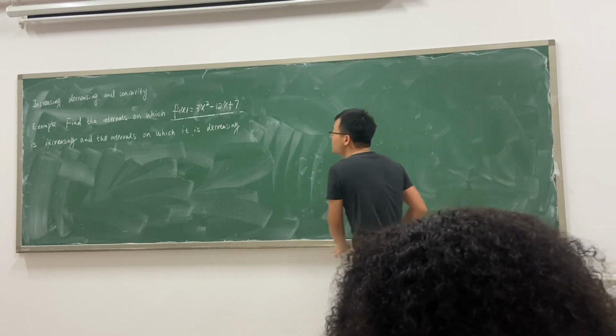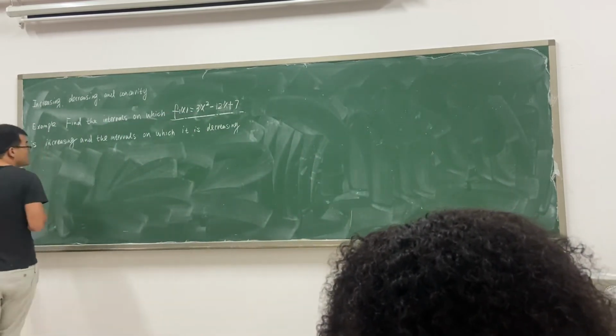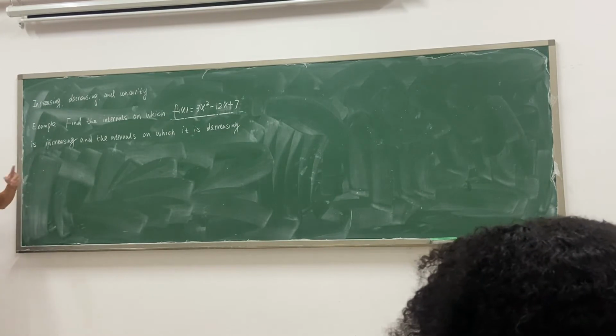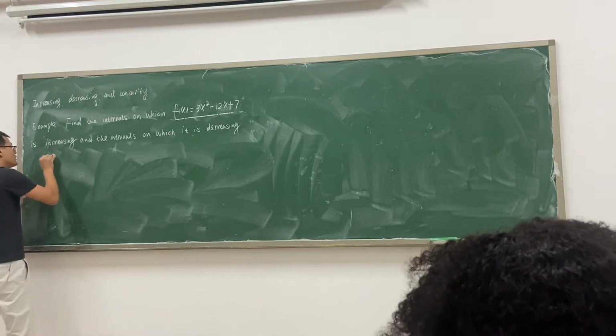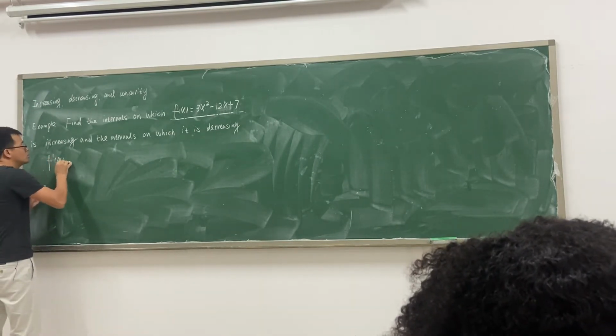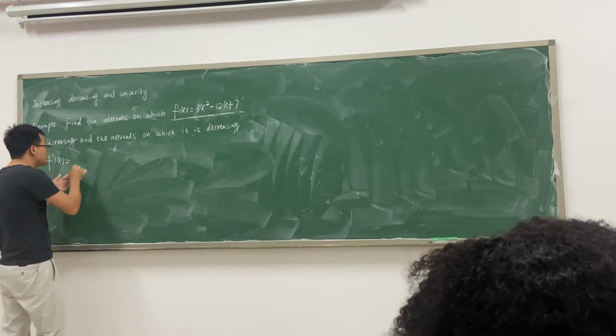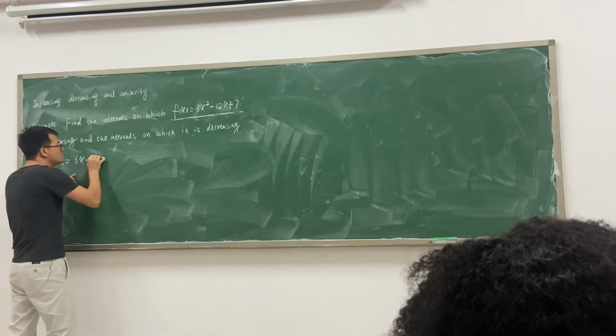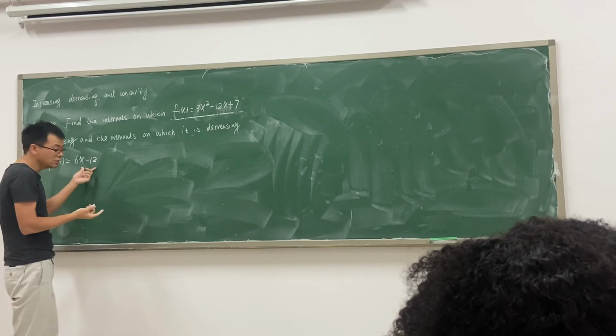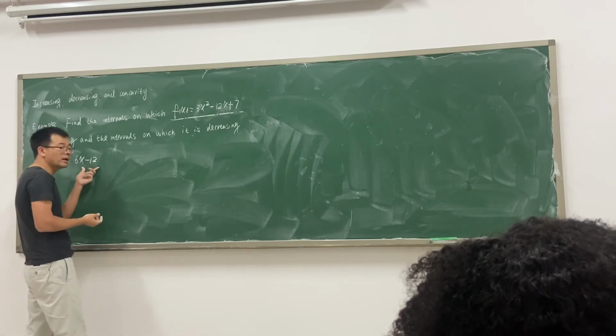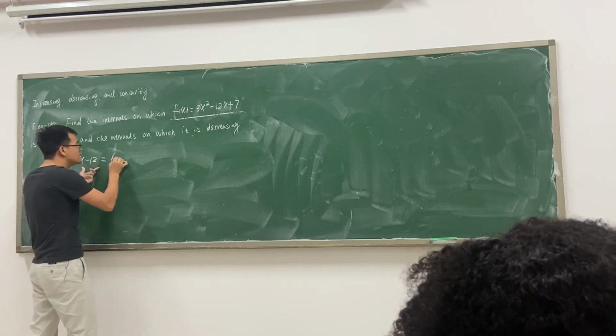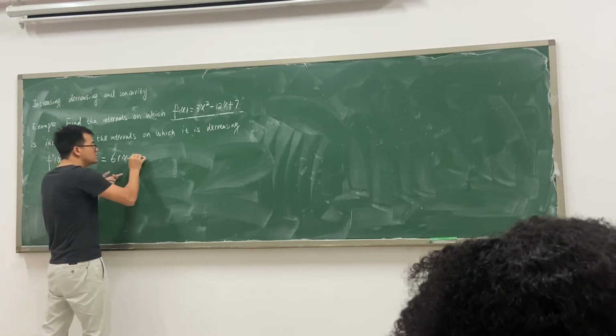Now let's see this question. I think the first step is to find the derivative. So f prime equals what? Equal to 6x minus 12 plus 0. So here the 6x minus 12, we can write it as 6 times (x minus 2).